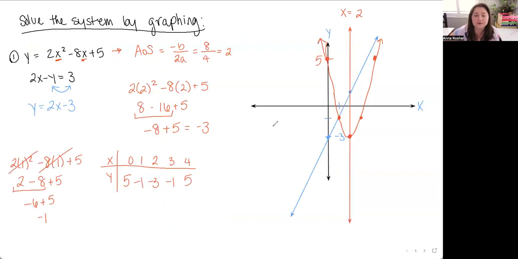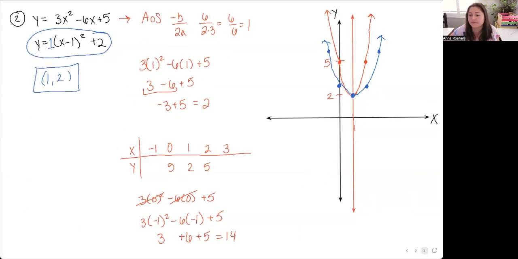So in here, the solution would be this point right here, this 1, negative 1, as well as wherever it meets up here. So there will be one more solution. These are terrible graphs.